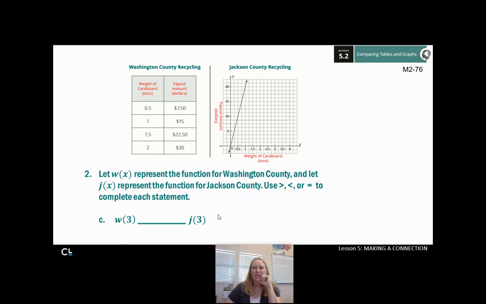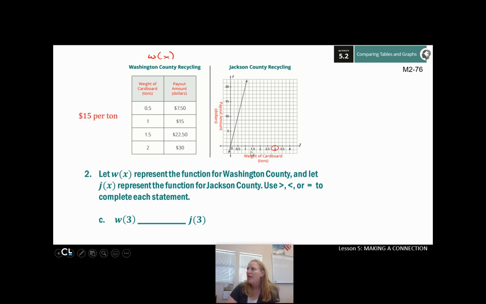But wait, there's more. Now this one's tricky, because it says W of 3, and yes, this is W of x, but there's no 3 down here. The other issue I notice is that it says J of 3, and while 3 is here, my line doesn't go that big. So I had to get a little creative on this. Maybe you extended your line, maybe you kept your table going, but here's what I noticed. In Washington County, they were giving me $15 per ton of cardboard.